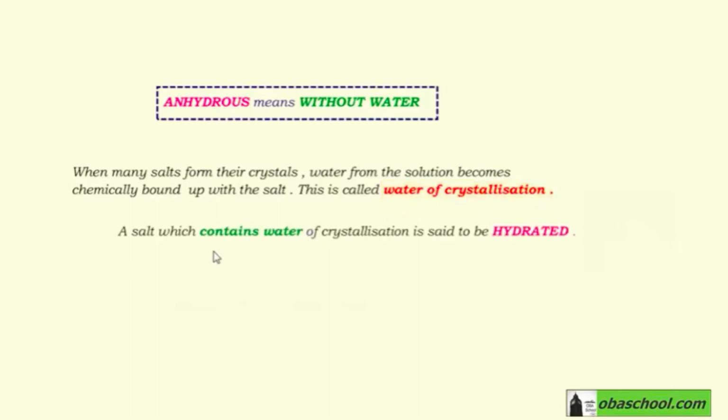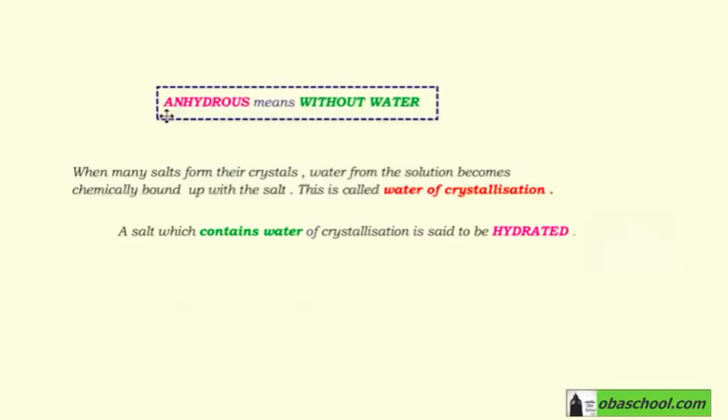A salt which contains water of crystallization is said to be hydrated. However, the salt that doesn't contain water is called anhydrous. The AN in anhydrous means without water, whereas hydrated refers to a salt containing water. We said that magnesium sulfate contains water of crystallization.